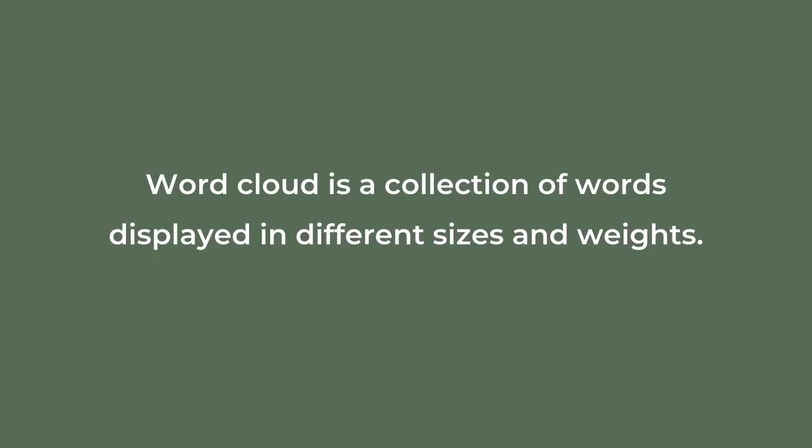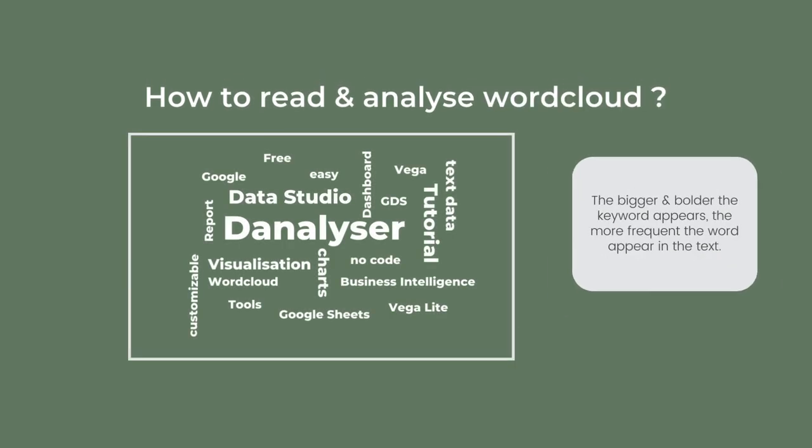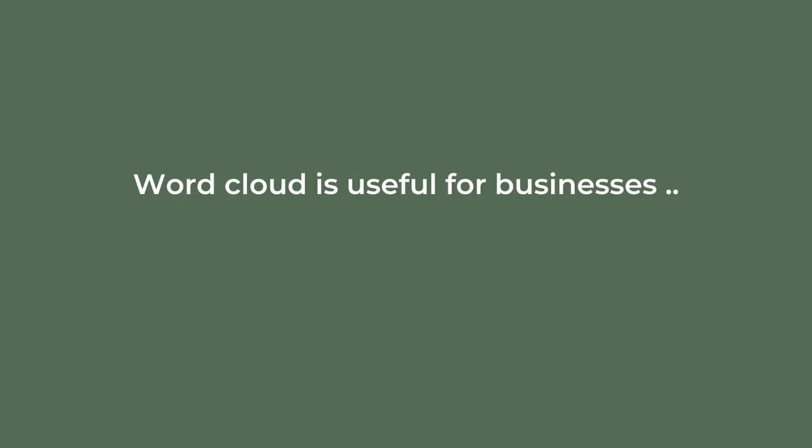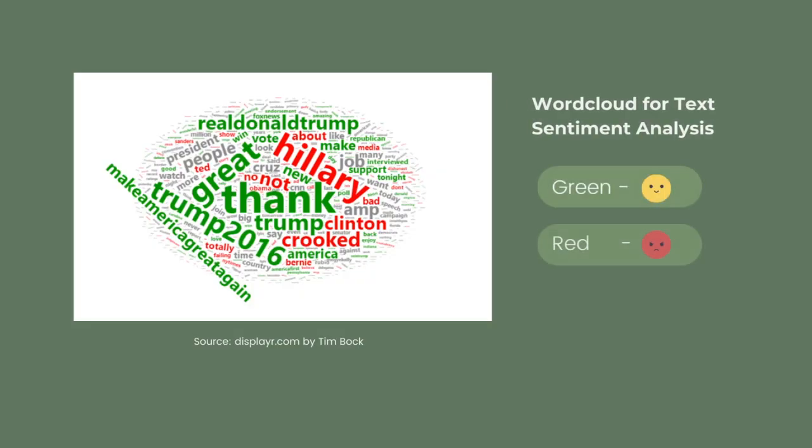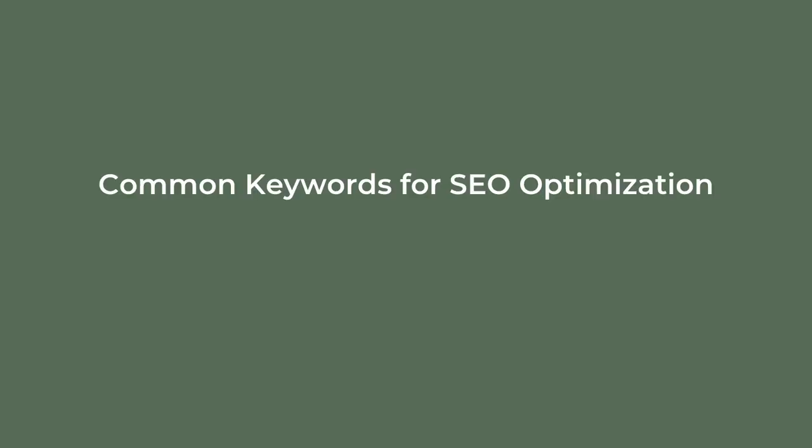A Word Cloud is a collection of words displayed in different sizes and weights. Usually, the bigger and bolder the word appears, the more frequently it is mentioned in the text data. Hence, the more important the subject is. From a business perspective, a Word Cloud can be useful in visualizing and summarizing customers' reviews and their sentiment towards the brand. It can also be used to identify the common keywords for SEO optimization.